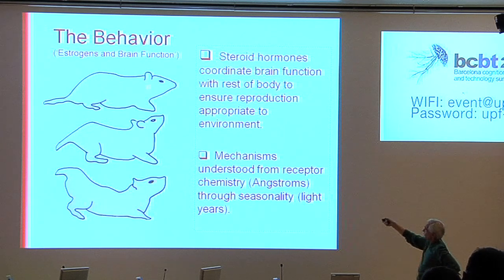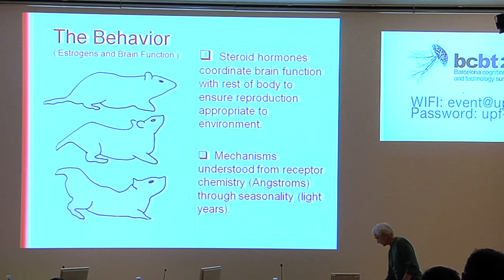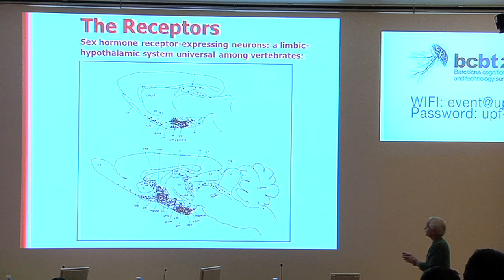And so what we know from the next 3 slides I'm going to show you is how steroid hormones coordinate brain function with the rest of the body to ensure reproduction appropriate to the environment. So this is just like what Partha said before, where we got stuff that's circulating in the blood. In this case, it's estrogen and progesterone from the female's ovary affecting the brain. And we understand the mechanisms from receptor chemistry, which is measured in angstroms, through seasonality, where the physical parameters are measured in light years. If you divide this physical measure by this physical measure, it's 10 to the 24th. And so we really have this figured out. And the proof comes in 3 steps.